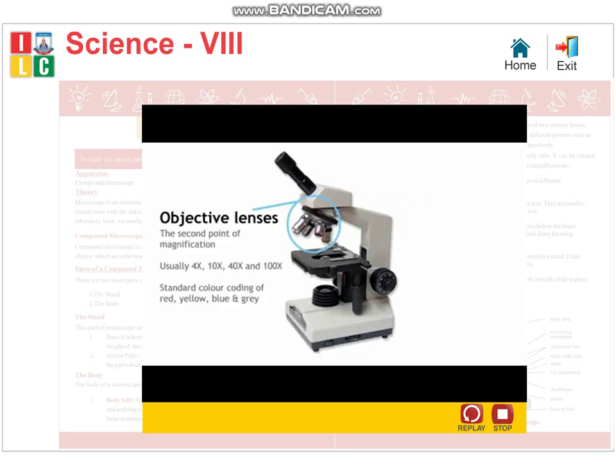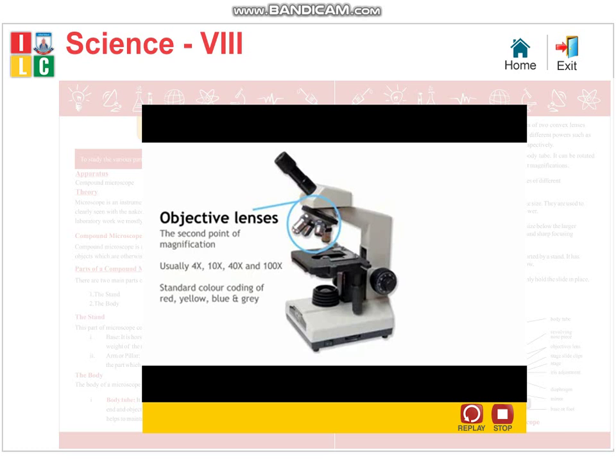The objective lenses. This is the second point of magnification. They revolve around on what is called the nosepiece. There are usually 4 objective lenses, color-coded for easy recognition. The 4 times is red, 10 times is yellow, 40 times is blue, and the oil immersion lens 100 times is grey.